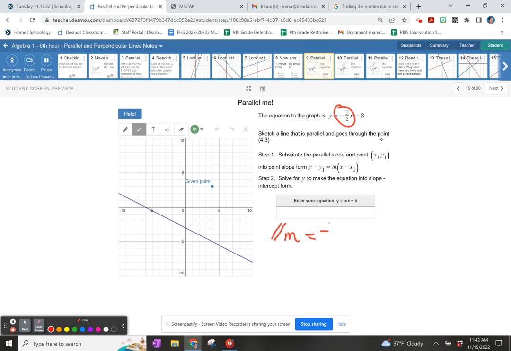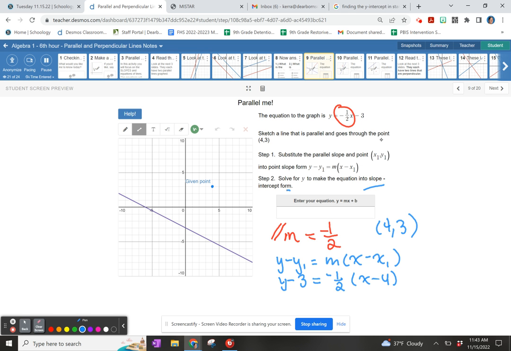So I gave you -1/2. And then the given point right here is 4, 3. So we are going to use the point slope form to plug it in, and then I will show you the extra work that we will do to get it in slope intercept form. So this part is nothing new. Our y1 is 3, our m is -1/2, and then x minus 4.